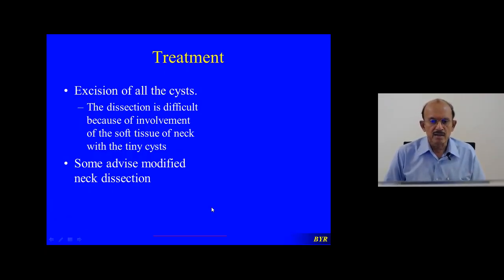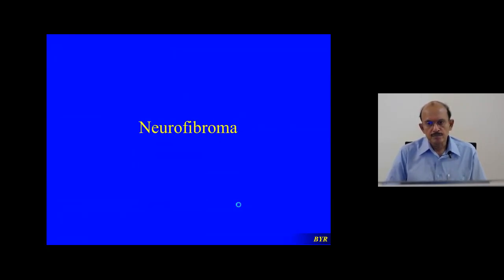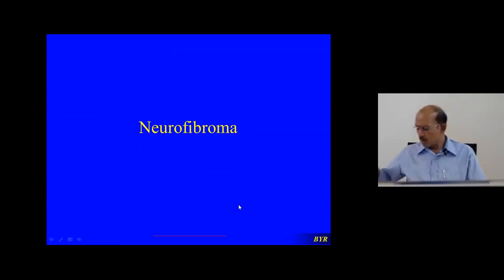That is just like block dissection, where you remove the sternomastoid and the deep fascia of the neck, along with the lymphatics and lymph nodes. So that is about the lymphangioma. Now we'll go to the next topic, the neurofibroma.